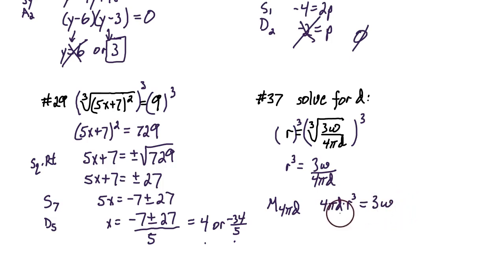Again, we want to get the letter d alone. All of these things are being multiplied to the d. So let's divide by them. We're going to divide by the 4, the pi, and the r cubed. That will get the d alone. So we have 3w over 4 pi r cubed.